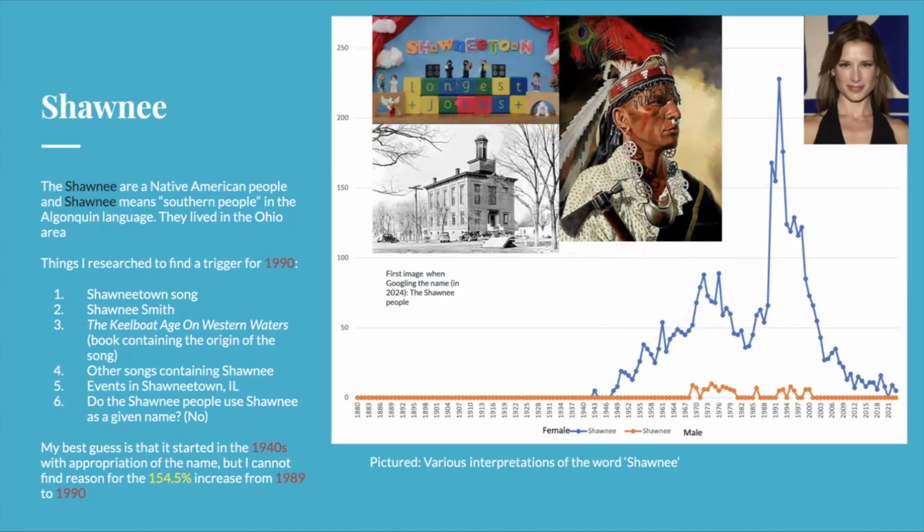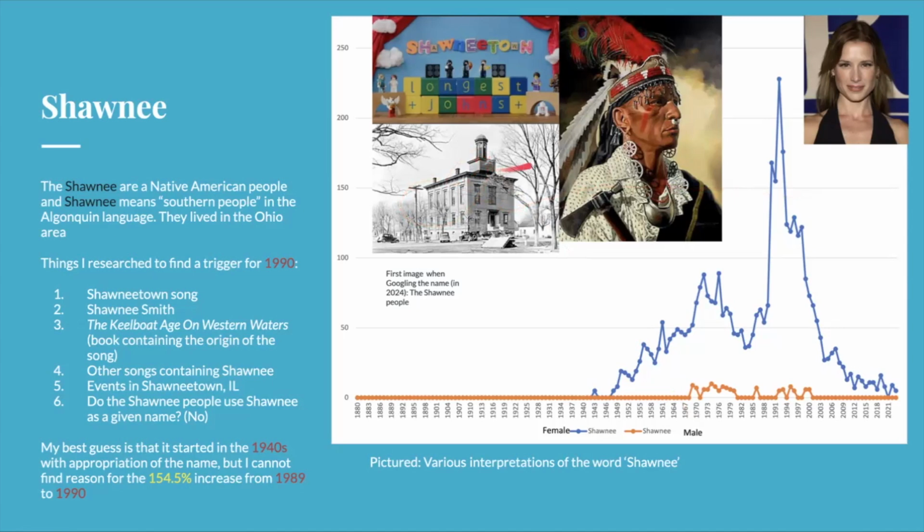The version of this song was released last year, but it was written in the 70s, so maybe this is related to the Shawnee Town song. I also looked up famous people named Shawnee. I only came across one, Shawnee Smith. I looked up The Keelboat Age on Western Waters, which is a book containing the origin of the Shawnee Town song. I looked up other songs containing Shawnee. None of those. I looked up events in Shawneetown, Illinois, which is what the song is written about.